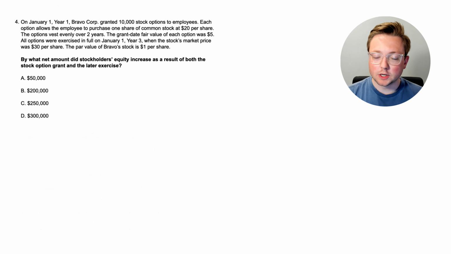All right, here we are at question 4, and this is where things start to get a little bit more complicated. So we're going to take everything we've learned so far and try to apply it to this question, but we're going to learn a lot more in this one. So let's go through it. By what net amount did stockholders' equity increase as a result of both the stock option grant and the later exercise? Let's go up to the top.